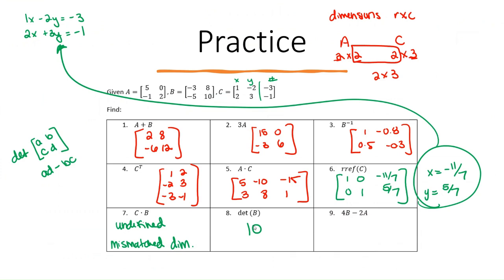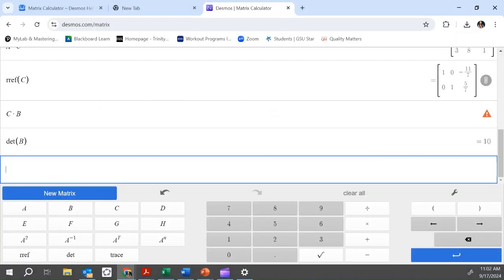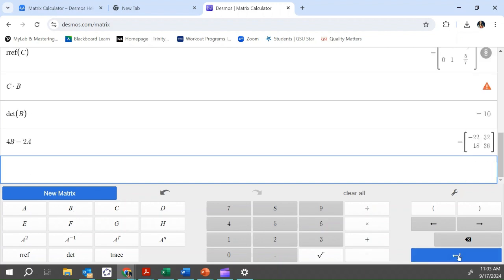And then the last one wants to combine scalar multiplication with subtraction of the two matrices. So 4B minus 2A gives me this matrix here, negative 22, 32, negative 18, 36.